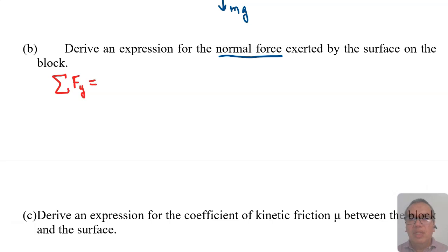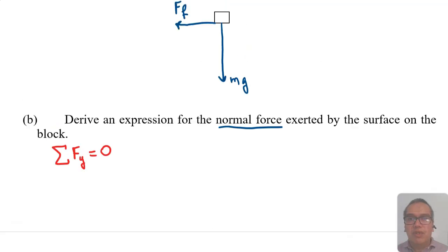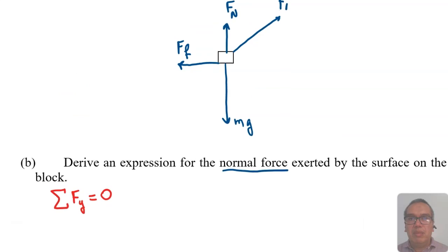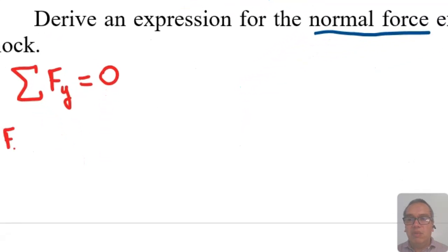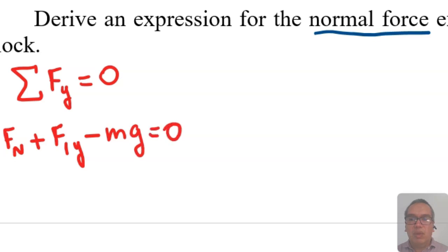There is no acceleration in y, and so the sum of all forces in y has to be zero. From your free body diagram, you have that the normal force is going up, and there is a vertical component, F1y, and then the gravitational force is going down. So this is the equation that you have started with. And the answer that you want is the normal force.